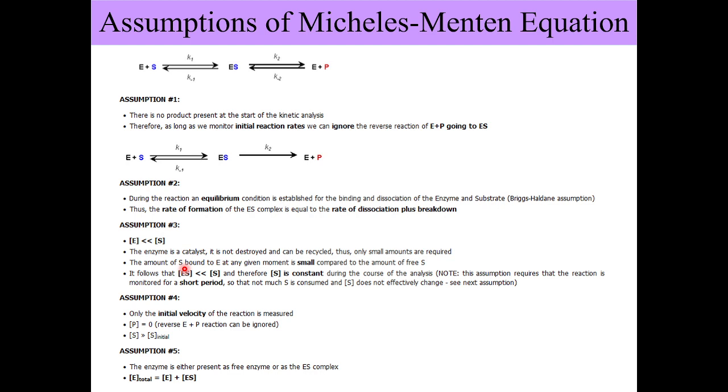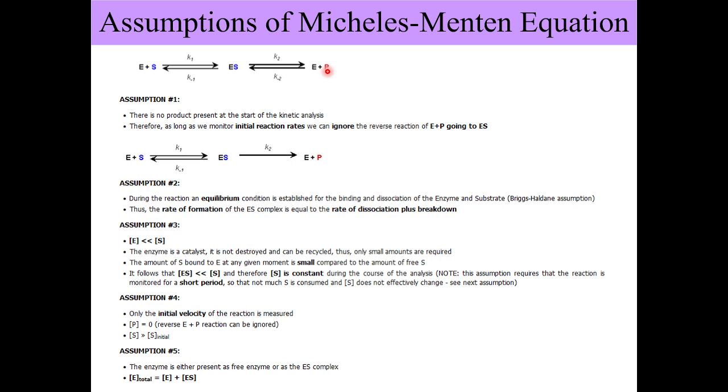So there are basically 5 different assumptions. Okay, so let us have a look at them. This is E plus S, that is enzyme plus substrate, and this is the forward reaction, this is the backward reaction, that gives you ES. Then again there is a forward and backward reaction, and the rate constants are K2 and K minus 2, that give you E plus P, that is enzyme plus product.